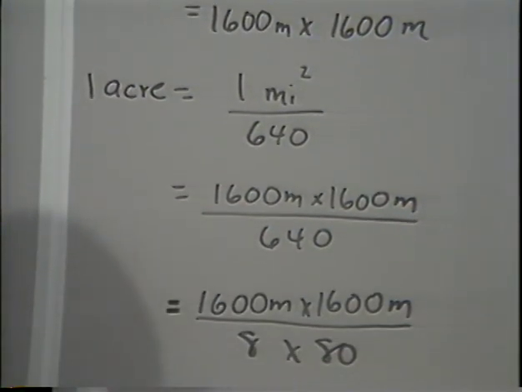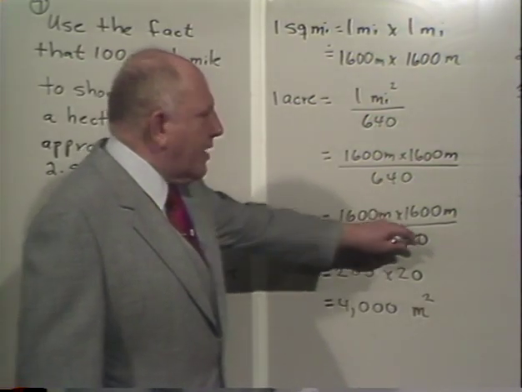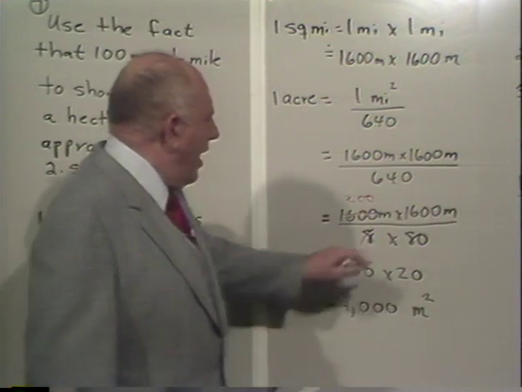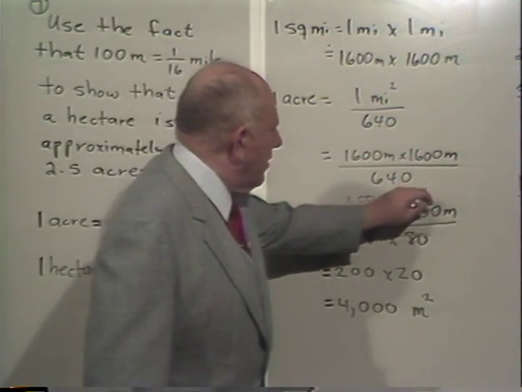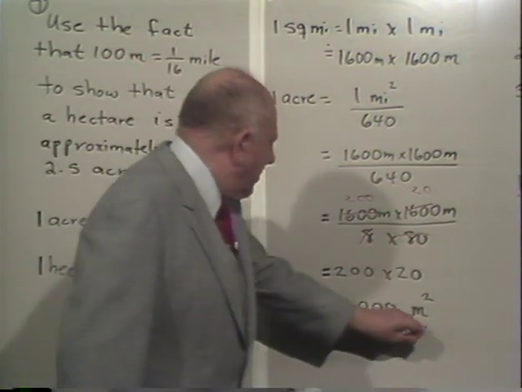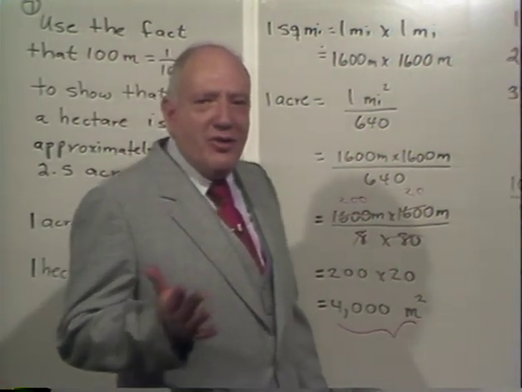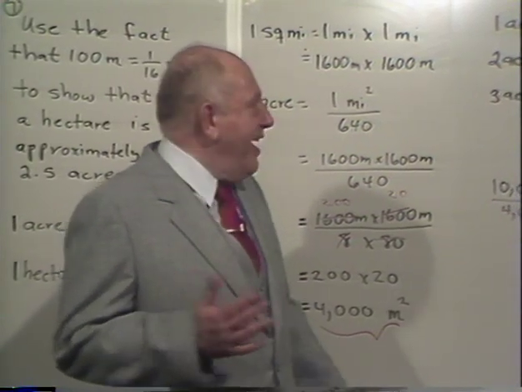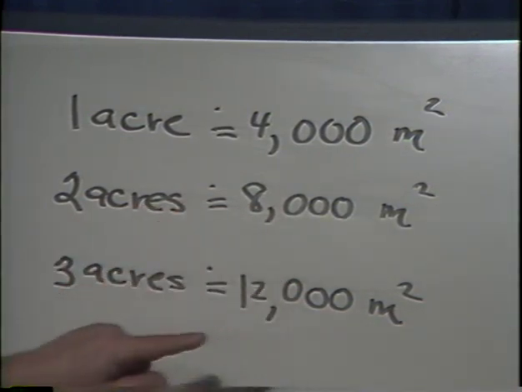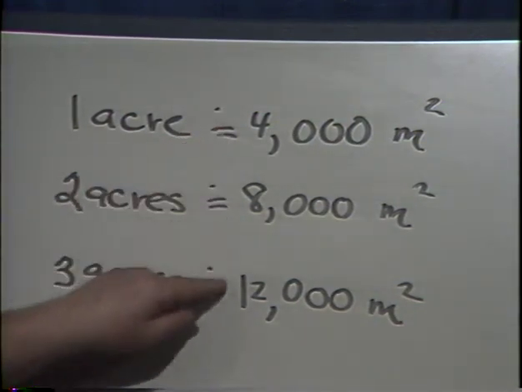I could do that on a calculator, but I don't want it to become too calculator dependent. I would like you to notice, for example, that 640 breaks down very easily into 8 times 80. Then you could say 8 goes into 1,600 200 times, okay? 80 goes into 1,600 20 times. 200 times 20 is 4,000. So an acre is approximately 4,000 square meters. And once you know that, it's just a matter of going back to Module 3 and counting by multiples of acres and square meters. See, if 1 acre is 4,000 square meters, 2 acres is 8,000 square meters, 3 acres is 12,000 square meters. See, I'm counting by ones here and by 4,000s here.